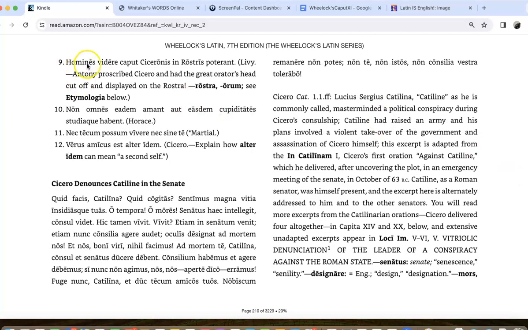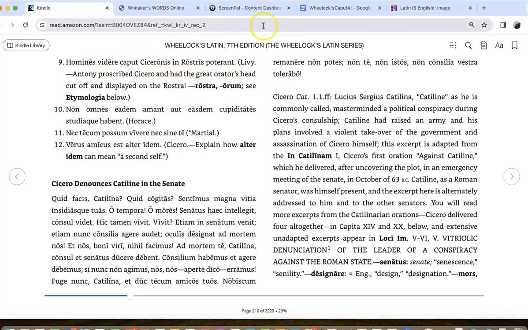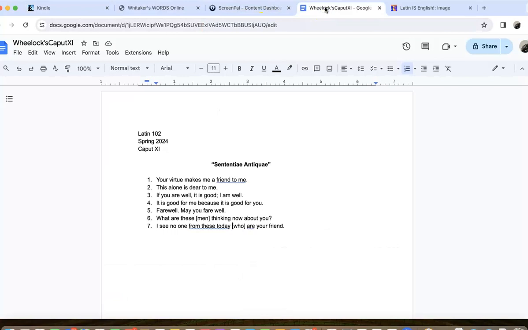Novem, the men see the head of Cicero on the rostra. Were able. So the men were able to see the head of Cicero on the rostra. So this one is fairly straightforward. Let me write it out and then I will explain the grammar.